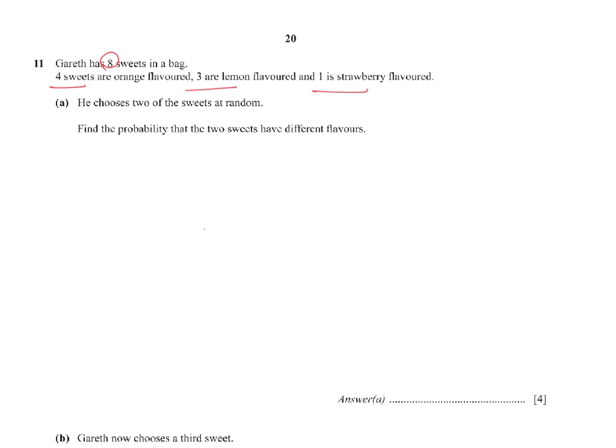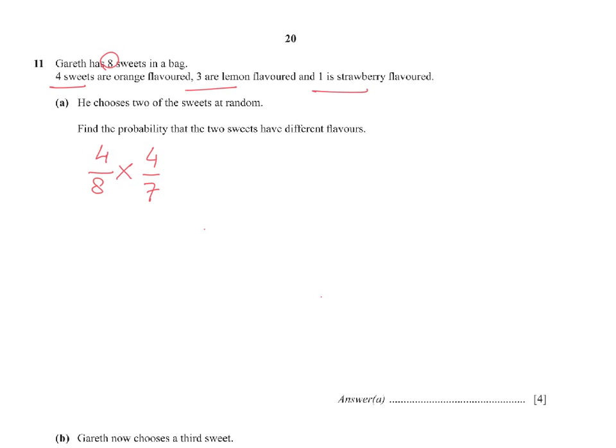First of all, if his first one is an orange flavor, that's a chance of 4 out of 8. Then for his second one to be different, he has 3 and 1 left, so that's 4, but only out of 7, because he already took 1 out of the bag, and you have to multiply those 2 chances. But that's only one opportunity. So if he has an orange first, 4 out of 8 times 4 out of 7 for the other one to be either a lemon or a strawberry.